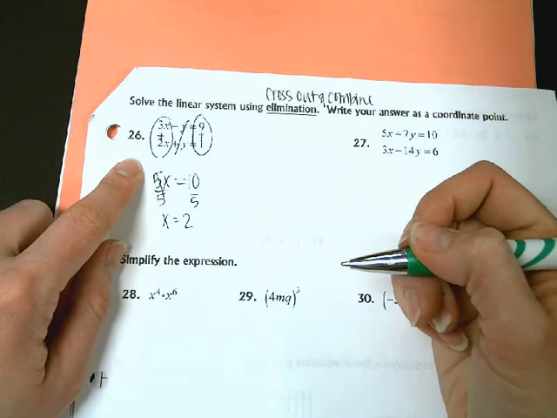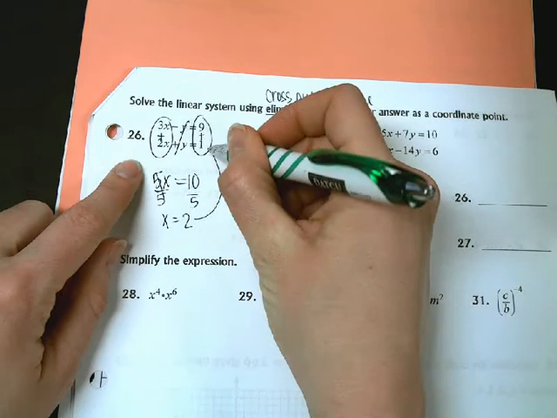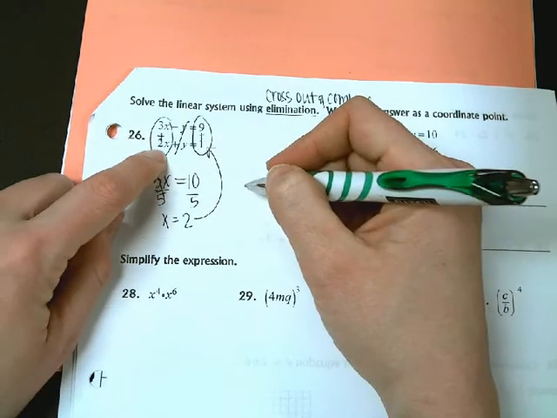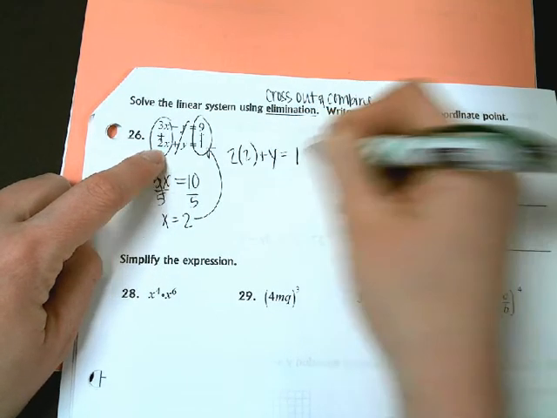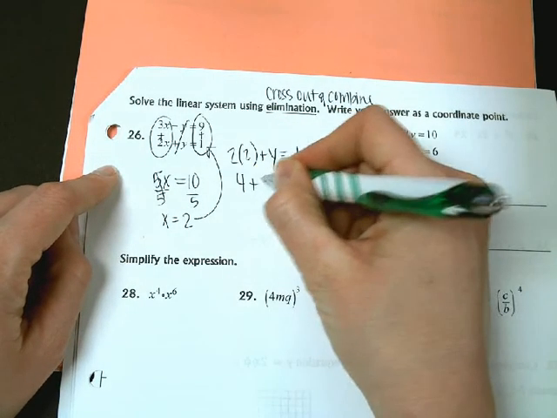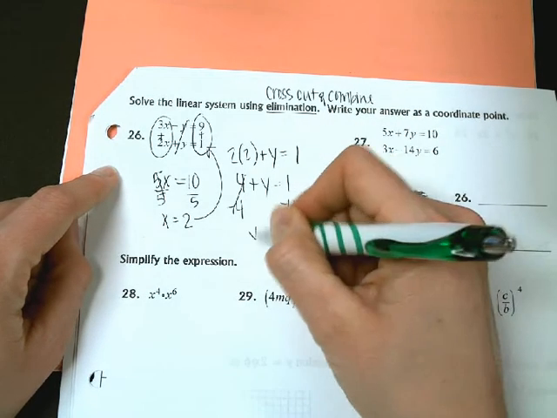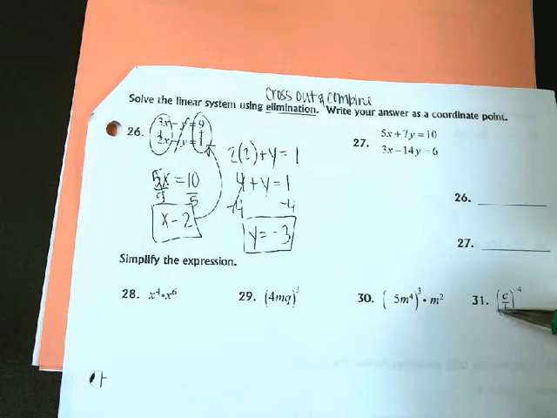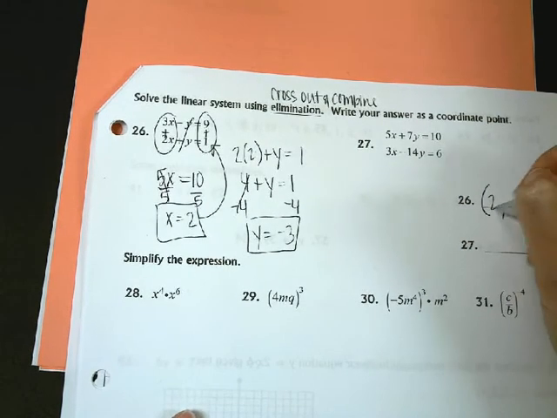Just like we did in the previous equation, you go back and plug this in to the most simple equation. So I'm going to use the second equation, and instead of x, I'm going to put 2. So 2 times 2 plus y equals 1. And I'm going to solve for y. 2 times 2 is 4, plus y equals 1. Minus 4, y equals negative 3. So you've got x is 2 and y is negative 3. So in your coordinate point notation, that'll be 2, negative 3.